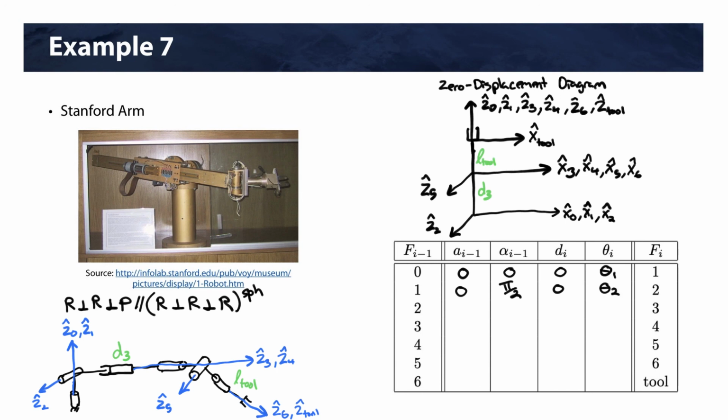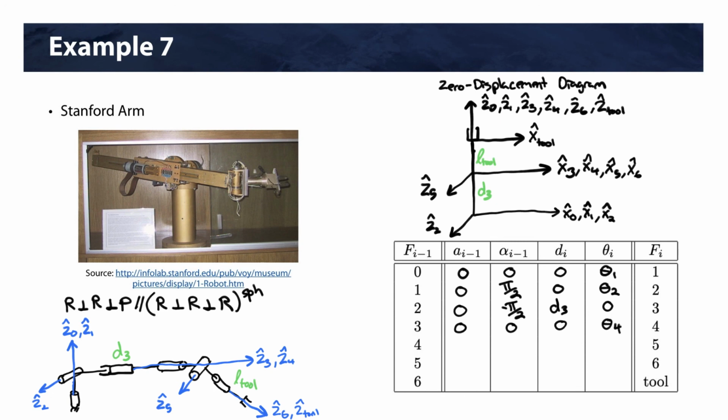Okay, between joints 2 and 3, they intersect. So our A is 0. All right, but they are a negative 90 degrees apart from each other. Then we have our joint value D3. And our theta is 0 because it's a prismatic joint. 3 to 4. All right, they're collinear. So we're going to have 0, 0, 0, and theta 4.